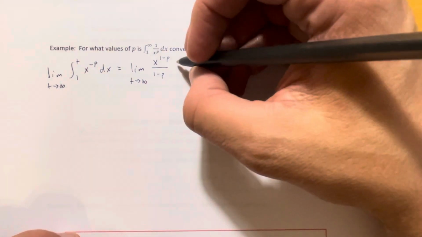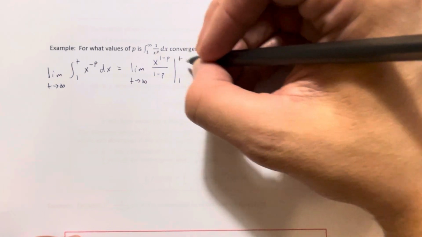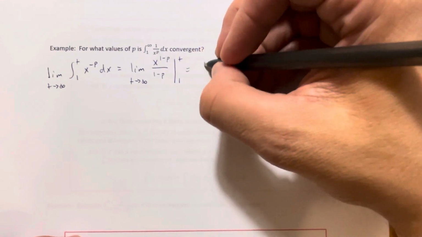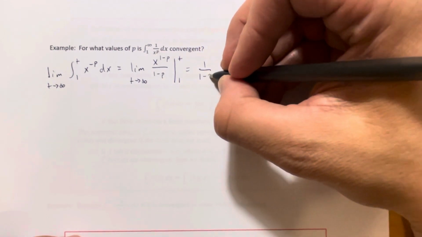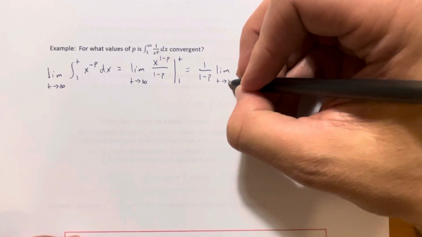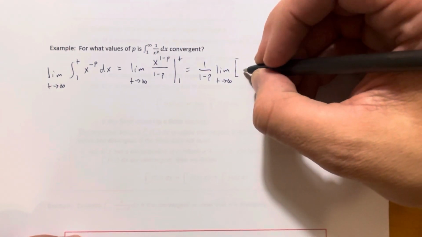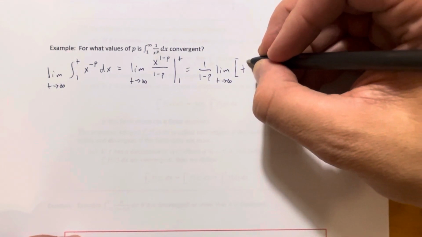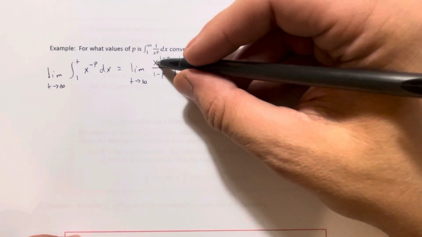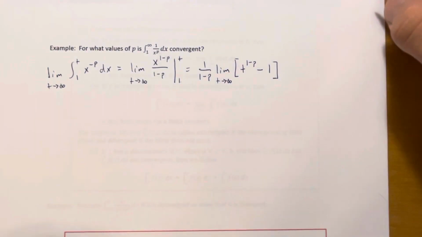Now, let's think about this limit for a second. We're going from 1 to t. I have 1 minus p, which is a constant in the denominator, and I can pull that out. So let's call that 1 over 1 minus p. And then I have the limit as t approaches infinity of x to the 1 minus p. And when I plug in my values here, I get t to the 1 minus p minus, plugging a 1 in for x to the 1 minus p, which is just going to equal 1.